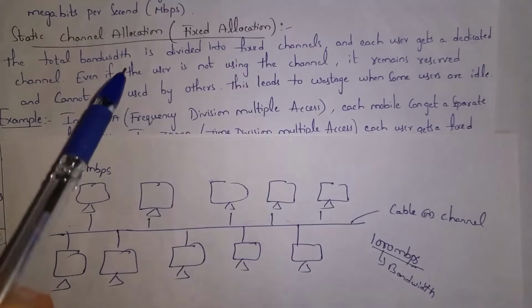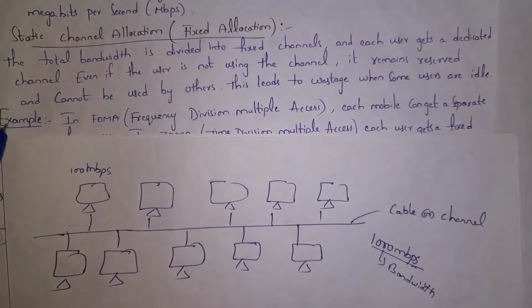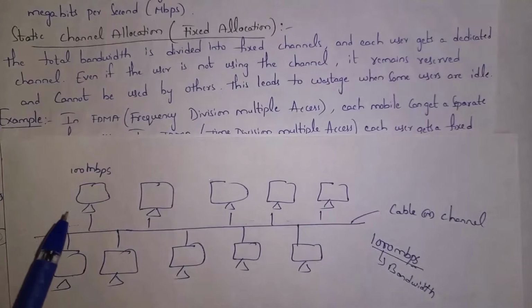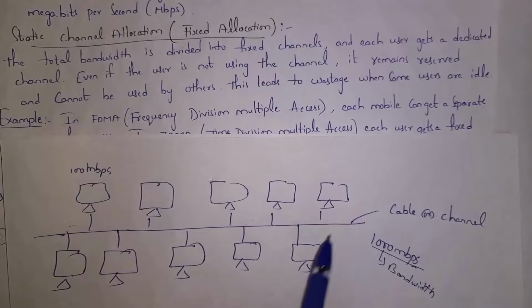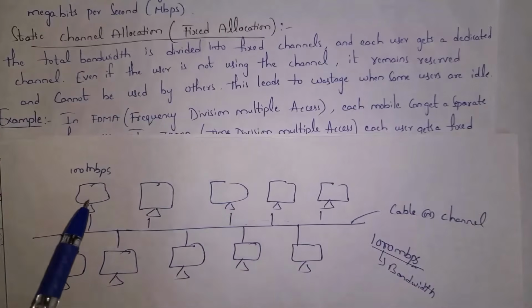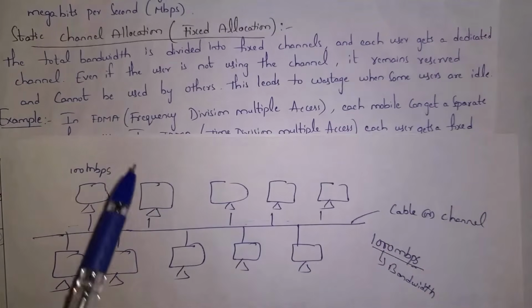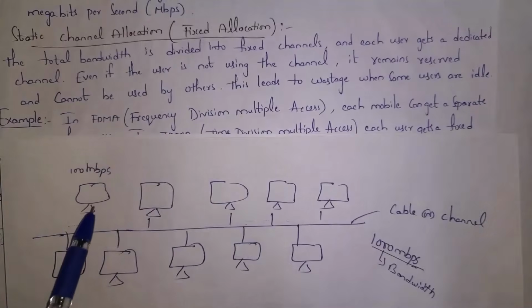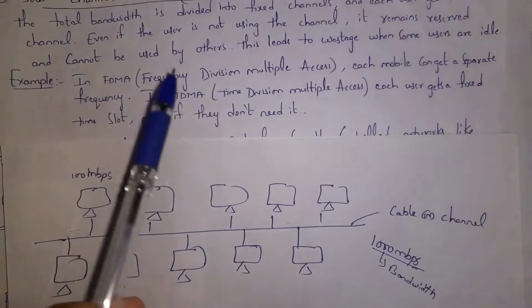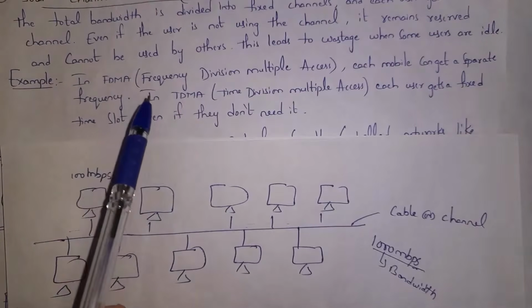At first I will explain what is static channel allocation. In static channel allocation, the total bandwidth is divided into fixed channels and each user will get one channel for communication. For example, the entire channel bandwidth is 1000 MB per second, so each user will get 100 MB per second of bandwidth. In this bandwidth, users can communicate in the network. Whether users use it or not, that bandwidth is available to them. FDMA and TDMA are both examples of static channel allocation.